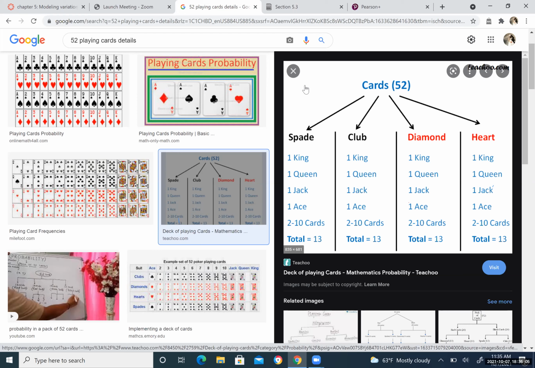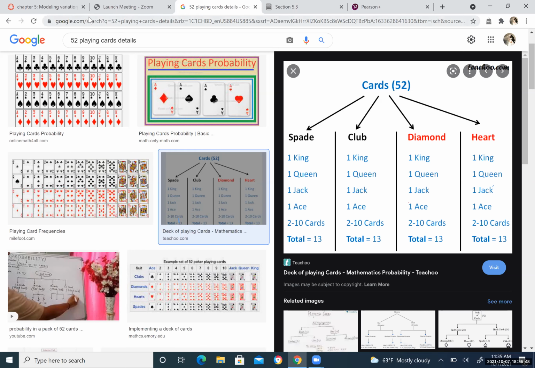So we have 52 cards actually, and how many suits do we have? We have spade, clubs, diamond, and heart. So in total we have 13 cards for each suit, right? However, if you look at the color, spade and club are black, and diamond and heart are red. So if we're talking about the black color, the total number of cards will be 26. You add 13 with 13, right? And the red color will be 26 as well.